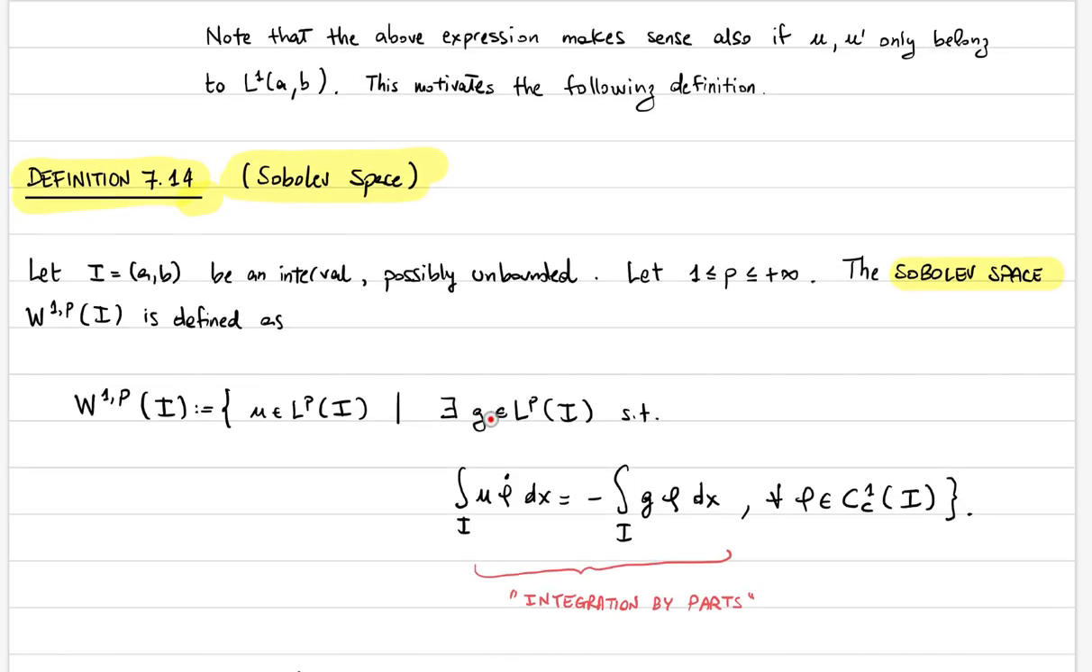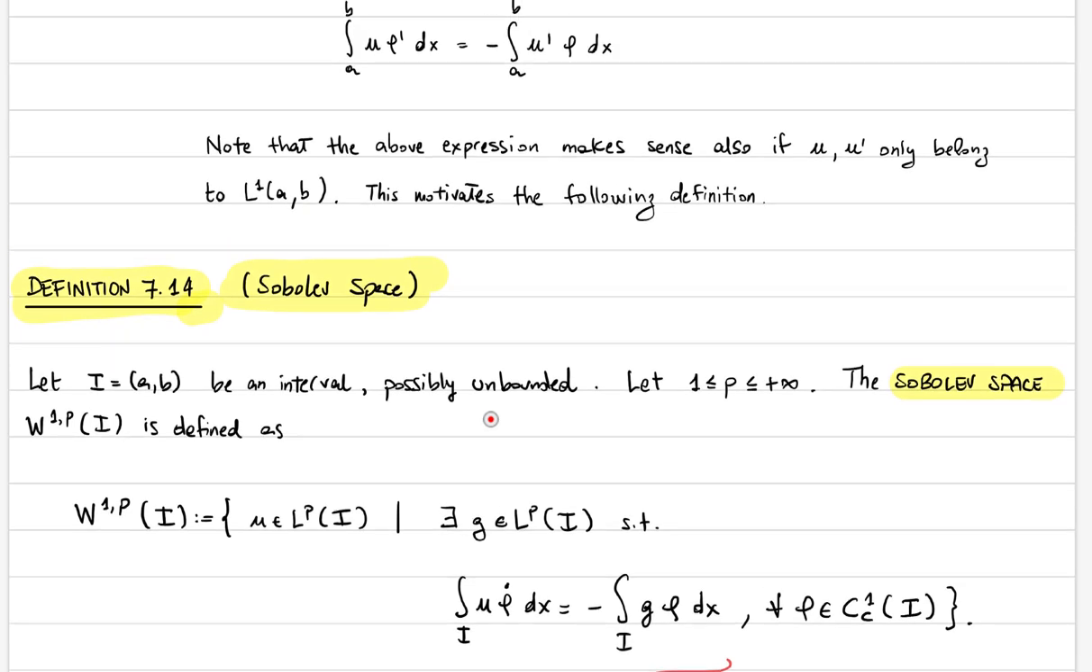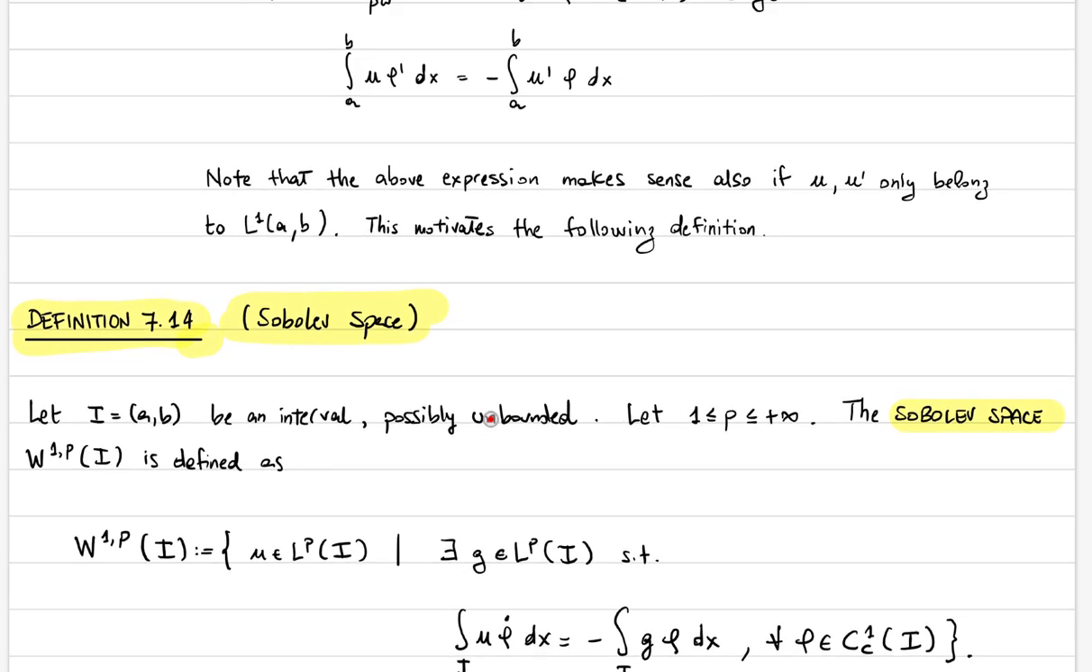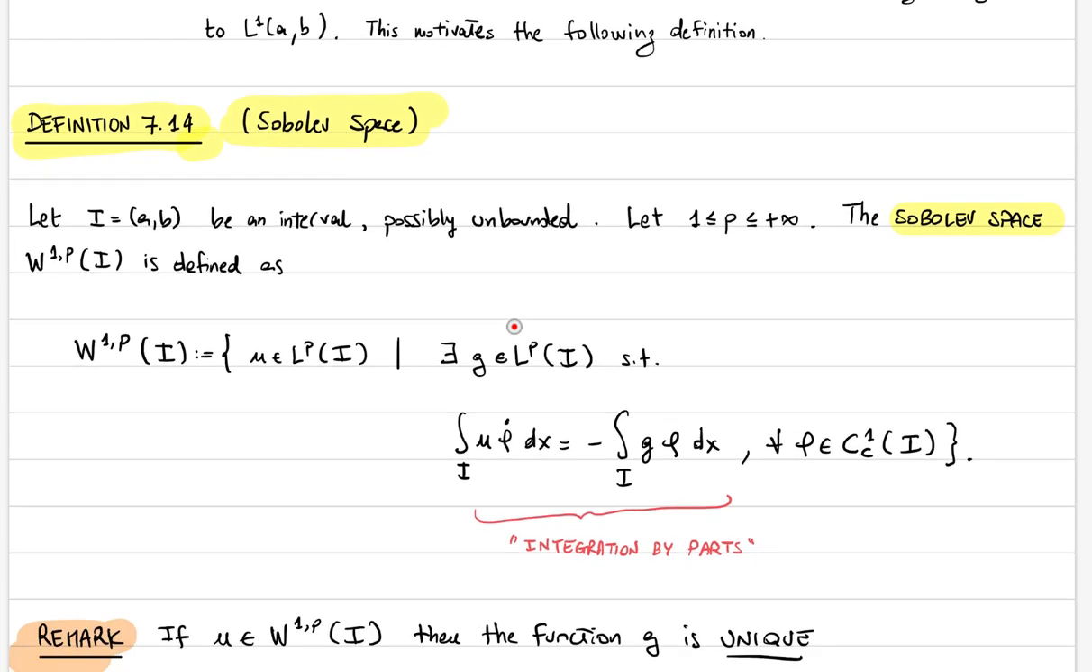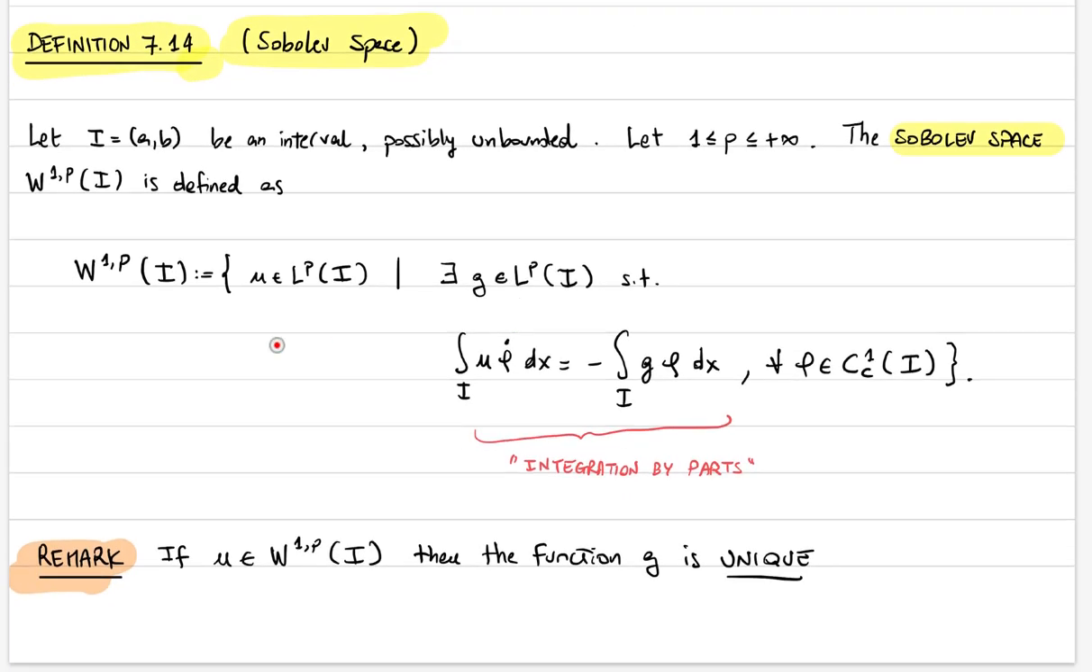And this is exactly the integration by parts formula that we saw above here. So this is required by definition. A function u belongs to W^{1,P} if there exists a function g such that the integration by parts formula holds.